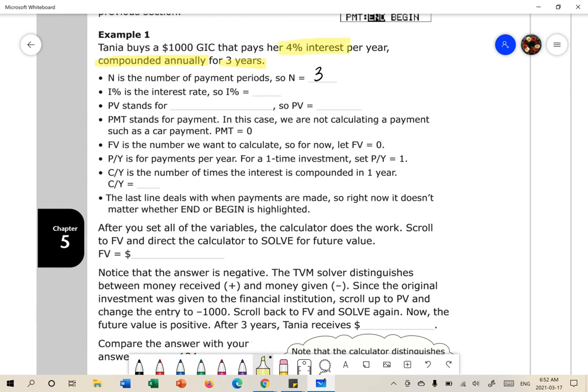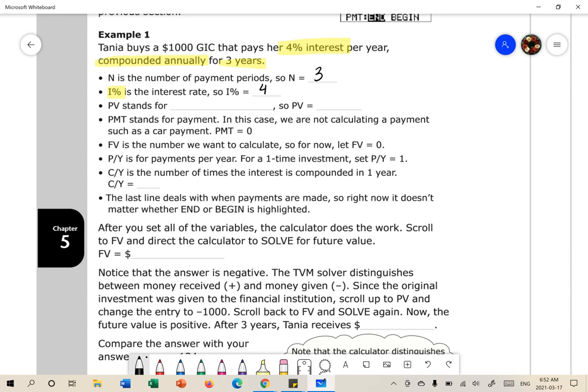Now notice that the interest, capital I, has the percent beside it. That means that the calculator wants you to leave the interest in percent form and not convert it into decimal form. So I'm not going to write 0.04. I'm going to write 4. I'm leaving it in percent form.